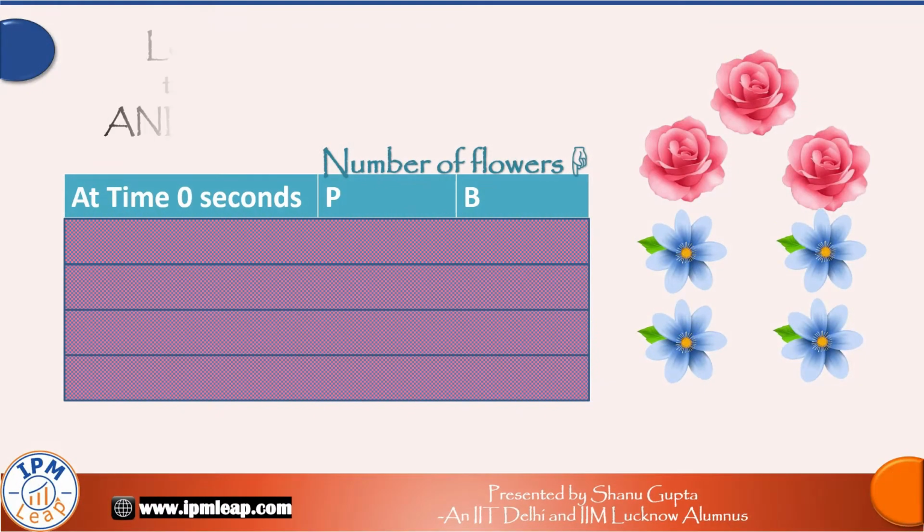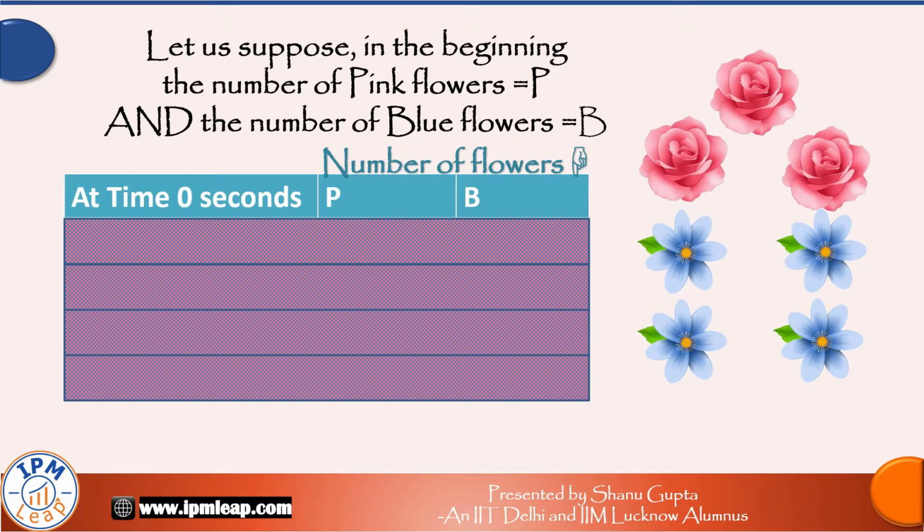Let us suppose in the beginning the number of pink flowers is P and the number of blue flowers is B. Since the flowers triple and quadruple every 5 seconds, let's take stock of the number of pink and blue flowers after every 5 seconds till the 20th second. So initially, the magician begins with P pink and B blue flowers.